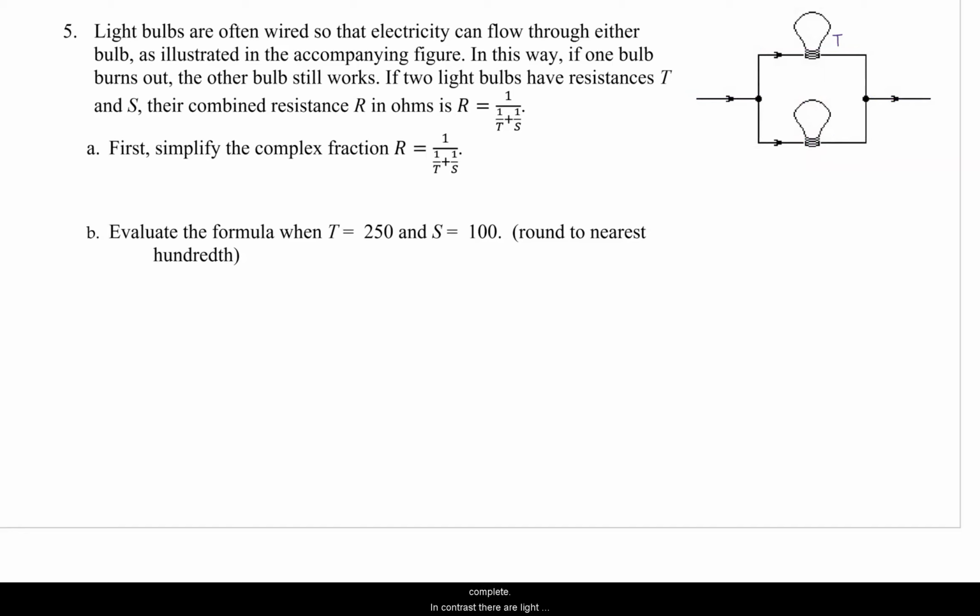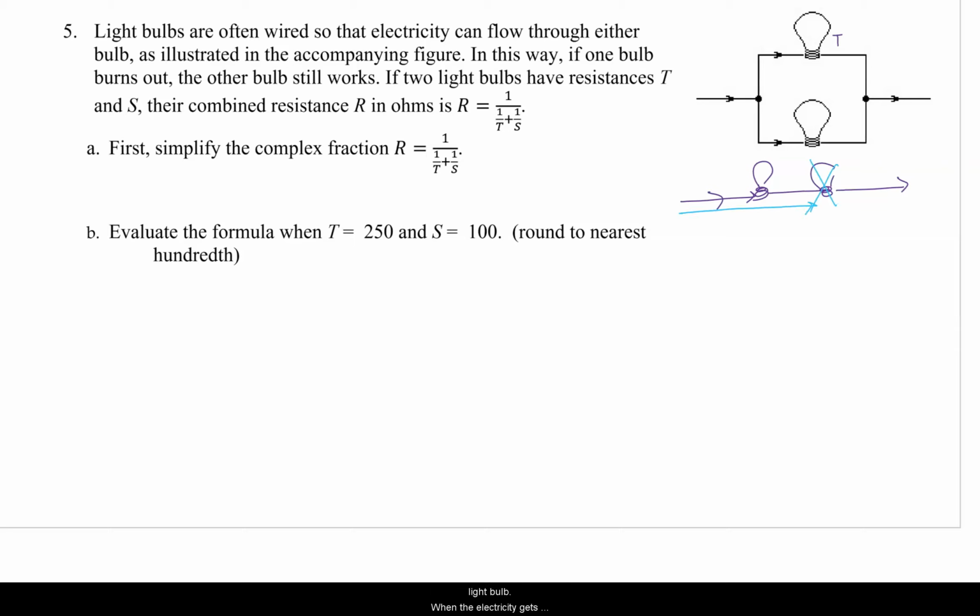In contrast, there are light bulbs that can be wired in series, which means we've got a light bulb and then another light bulb. Electricity comes in, goes through the first light bulb, goes through the second light bulb, and goes out, goes back around to complete our circuit. But if one of the light bulbs is out, then in that circuit, the electrons stop. They can't go anywhere. So nothing happens and my next light bulb does not light up.